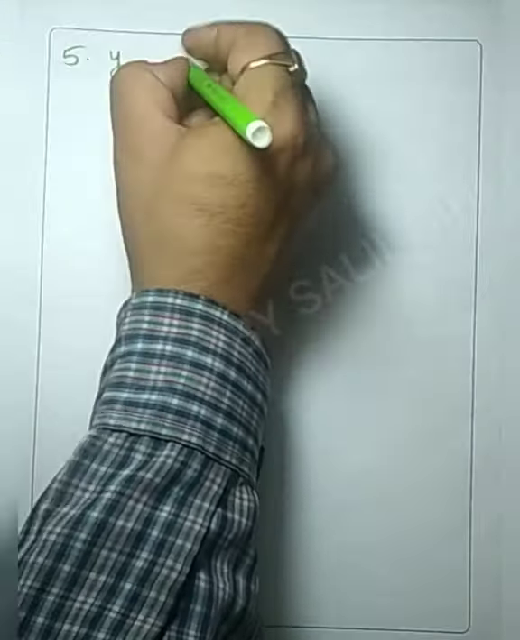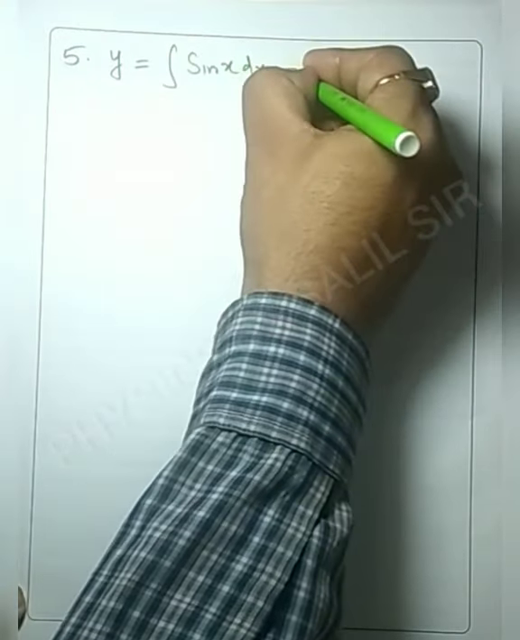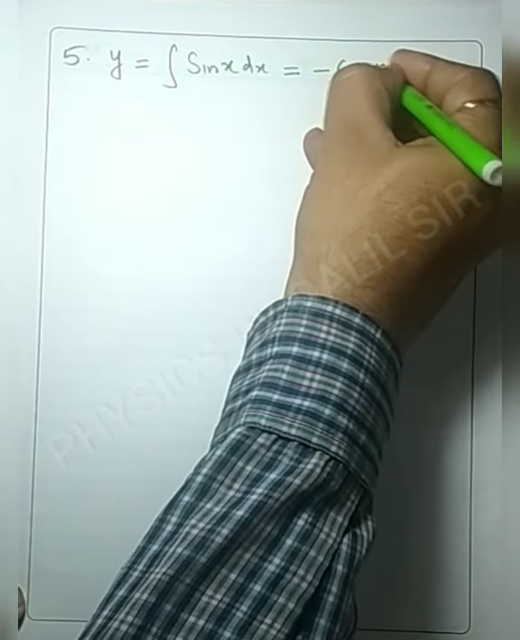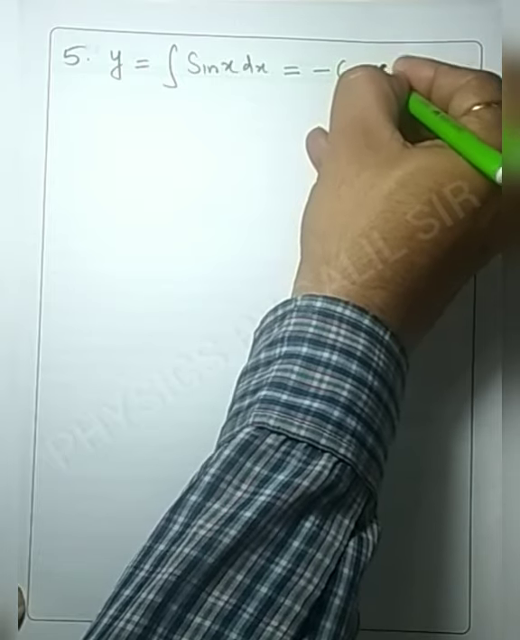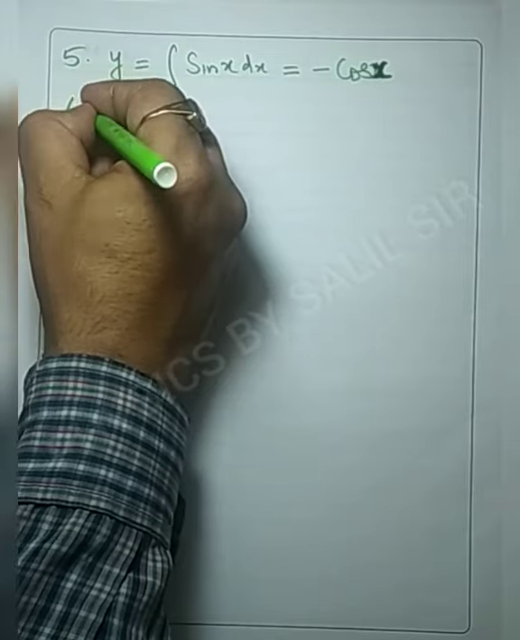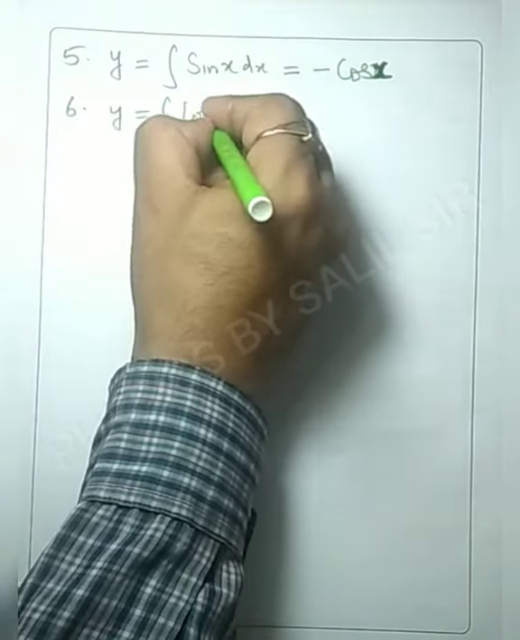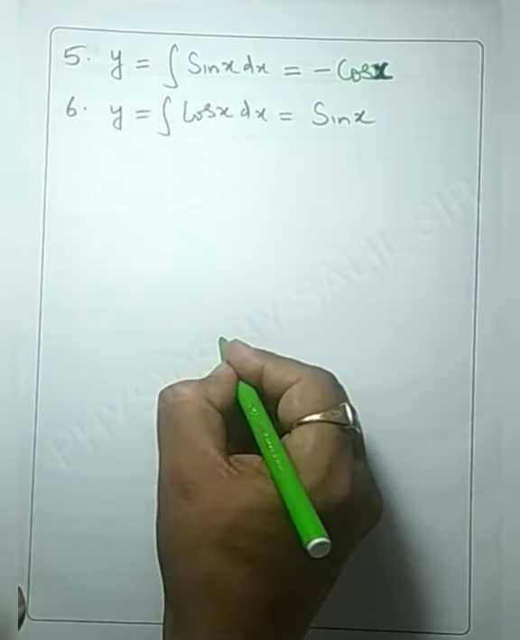Fifth rule, y is equal to the integral of sin x dx. The integration of sin x dx will be minus cos x. It will be minus cos x, but the differentiation of sin x will be only cos x. We have seen that in differentiation. Now sixth, y is equal to the integral of cos x dx will be sin x.